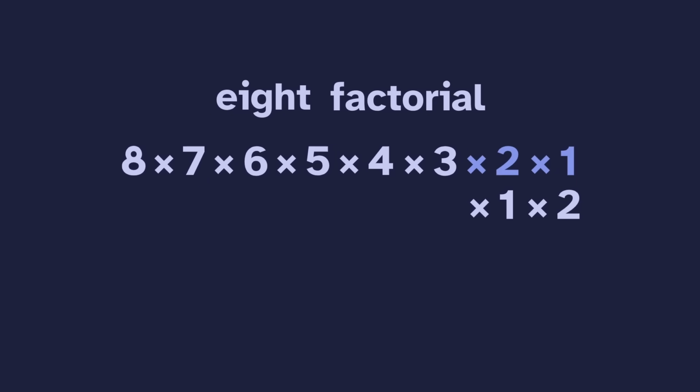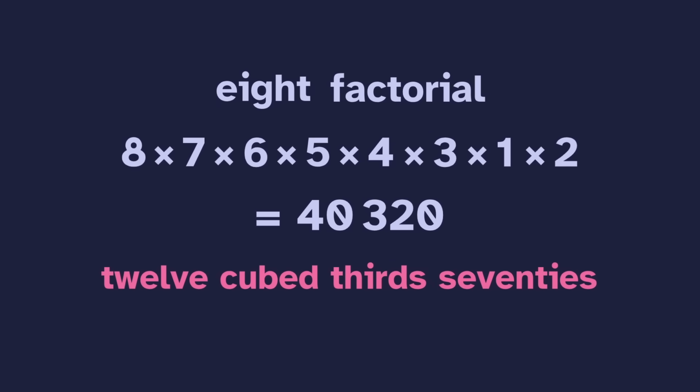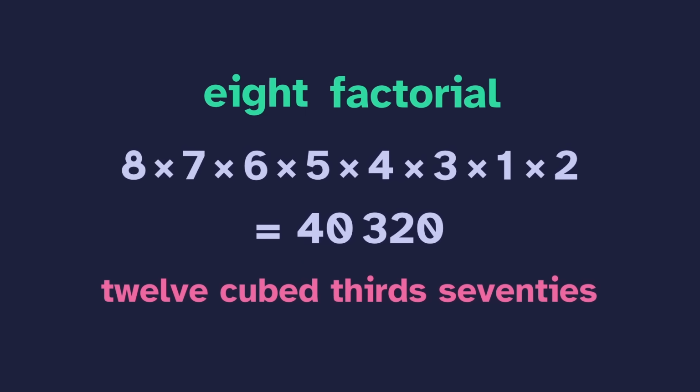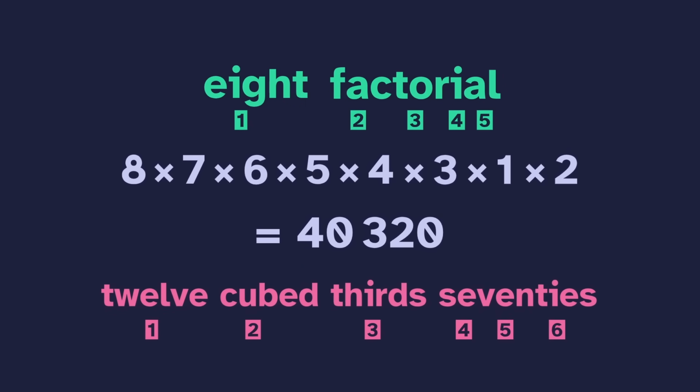You mean times 2 times 1? It's the same thing. But the... never mind. This value used to be 12 cubed third 70s, but 8 factorial is faster. 5 sillies instead of 6. Nice. We can also introduce the choose function.